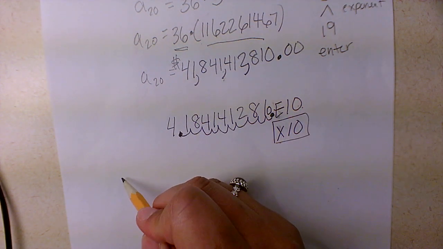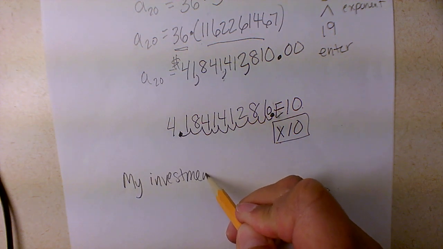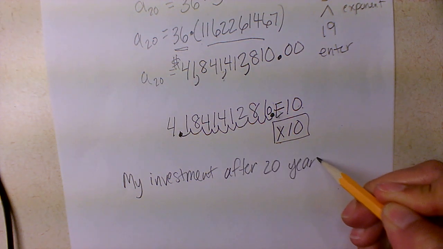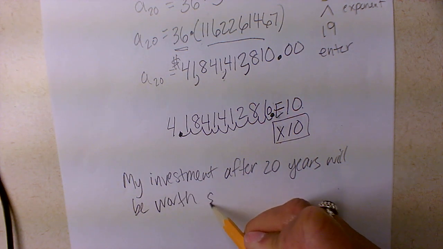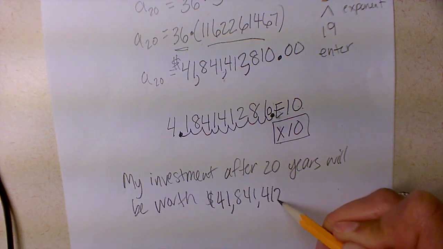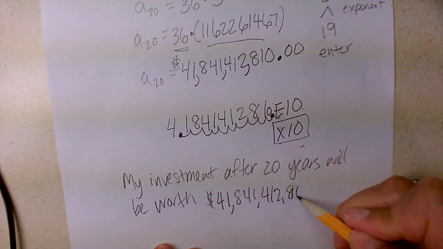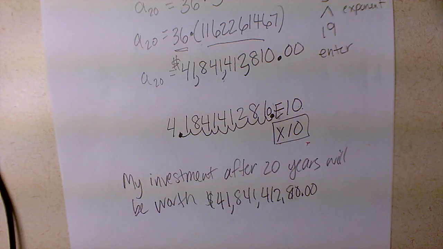So just writing this out, my investment after 20 years will be worth $41,841,412,810.00. There we go. Wow, that would be amazing. I would do that for $12 in 20 years.